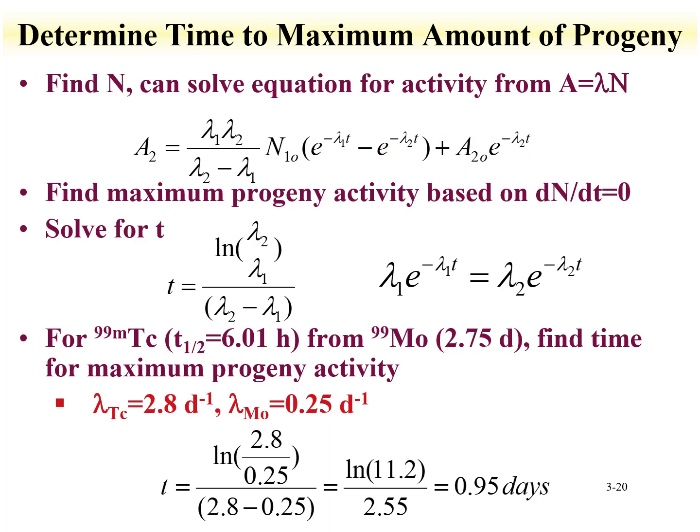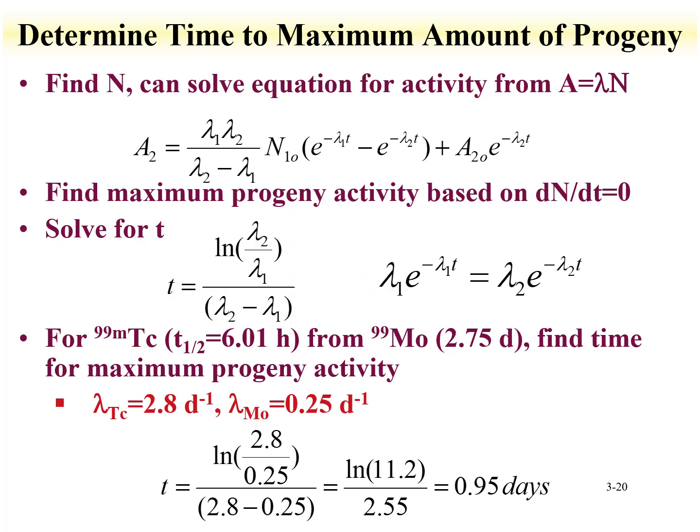We can use this to find the maximum progeny activity by setting the change of the progeny activity with respect to time equal to 0. We're maximizing. And let's solve for t. We have the equation where the time it takes to reach this maximum is equal to the natural log of the ratio of the decay constants divided by the difference of the decay constants. And that's not too surprising. We don't need to know the amount of material that's available, parent or progeny, for it to reach a maximum amount of progeny. All it is, is a ratio and a difference of the decay constants of the parent and the progeny.